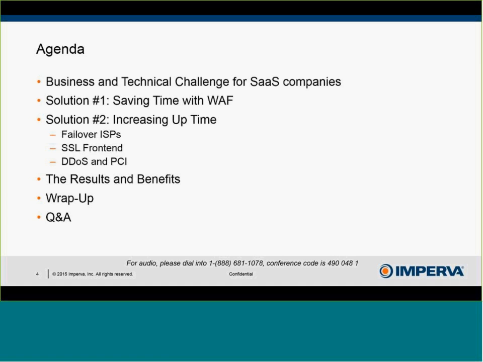Want to cover the agenda? So first we're going to go through the business and technical challenges for SaaS companies such as Tempest Technologies and a couple of solutions that people can look into. The first one is saving time with WAF, web application firewalls. Solution number two is increasing your website uptime. We're going to talk about ways that can be done through failover ISPs, SSL front-end, and DDoS and PCI. Then we're going to wrap it up with the results and benefits, specifically what Jason and his team experienced using Incapsula. Q&A will be at the end. So we will start collecting your questions, if you have any throughout the webinar, and we will address them at the end.